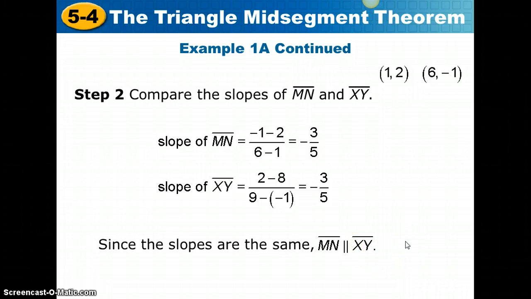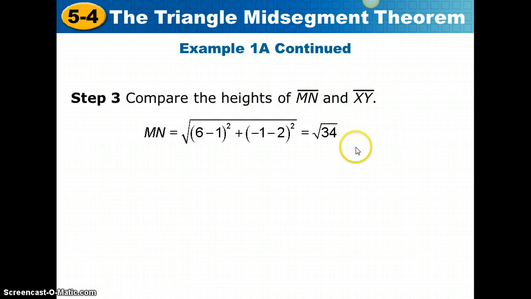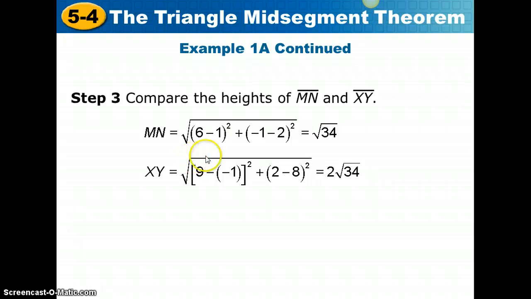Next, we need to compare the lengths of MN and XY by using the distance formula. When you plug in your coordinates for MN and XY into the distance formula, you get the square root of (6 minus 1) squared plus (negative 1 minus 2) squared, which equals root 34. When we work this out for XY, (9 minus negative 1) squared plus (2 minus 8) squared, we get 2 root 34.